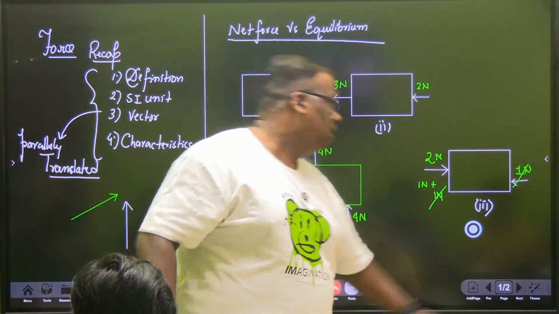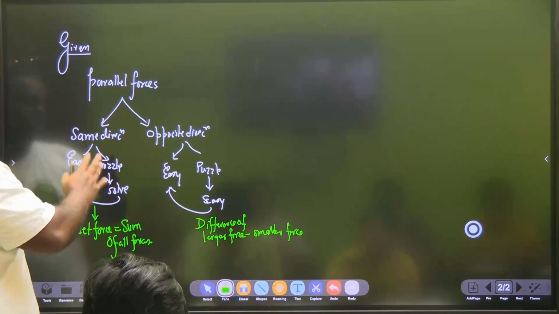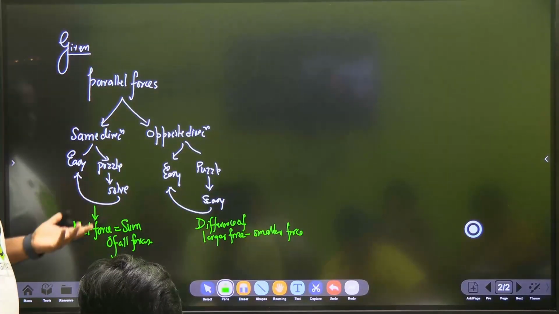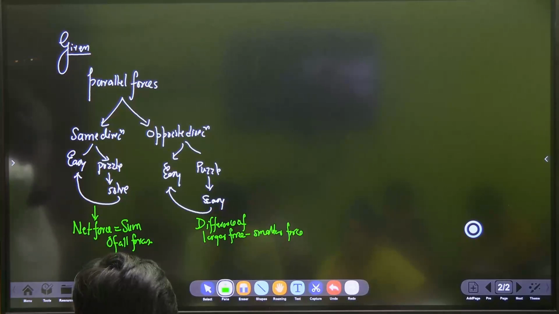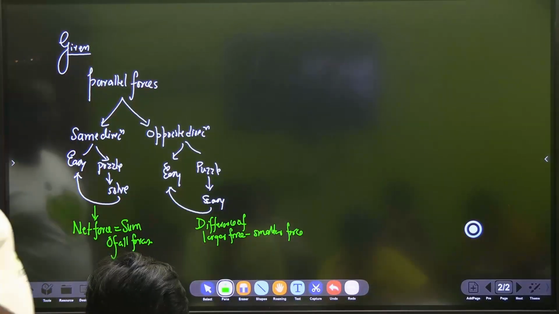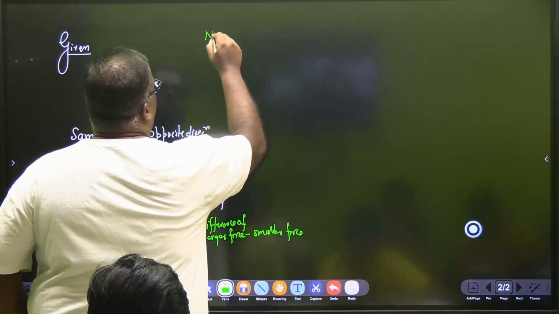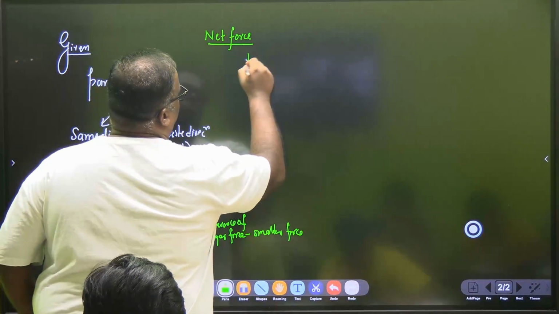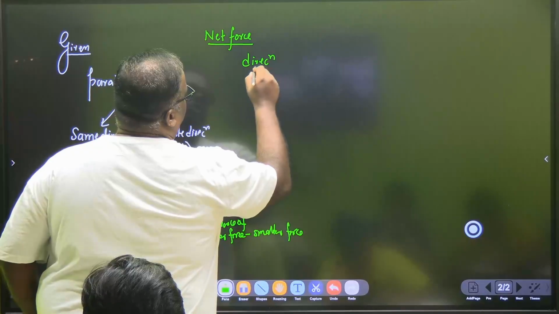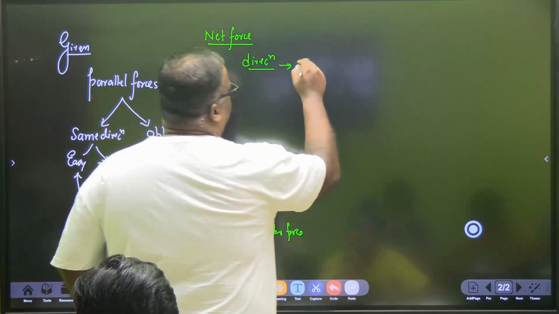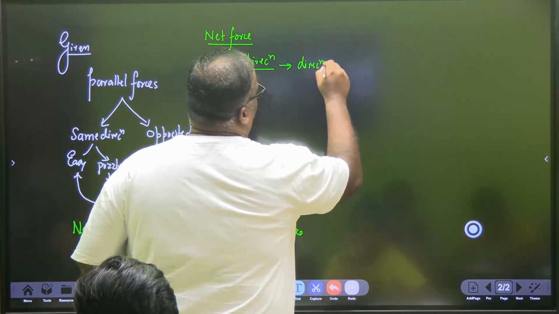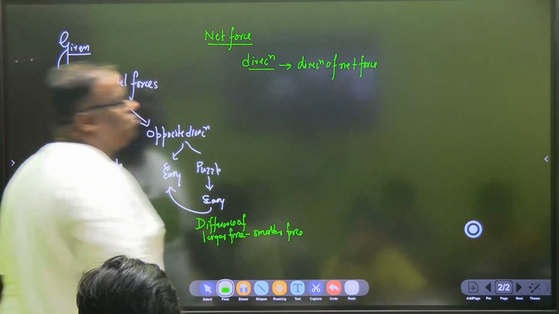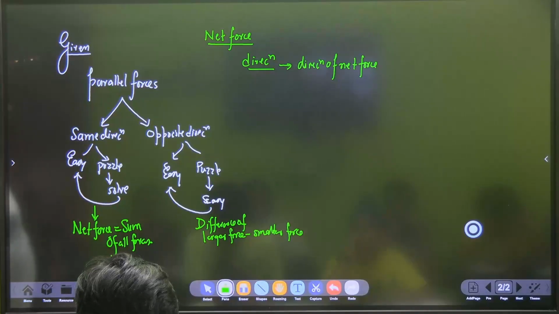So now we say that if your parallel forces are in the same direction, in an easy manner, it's fine. If it is in a puzzle, solve it. Net force is equal to the sum of all forces. After you find the net force, your job also would be to speak a little bit about direction. So the direction is the direction of net force. Whichever way the net force is pointing. Did you understand this one?